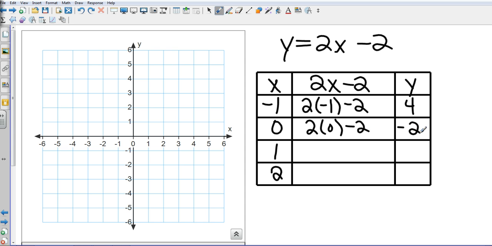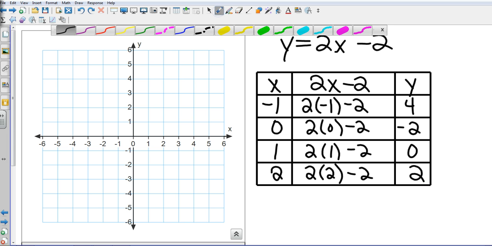Place in the 1. That's going to be 2 times 1 minus 2. 2 times 1 is 2. 2 minus 2 is 0. And then on the last one, we're going to have 2 times 2. And so 2 times 2 is 4. 4 minus 2 is 2. Again, notice that all of my x values were subbed in the exact same place at the exact same time.